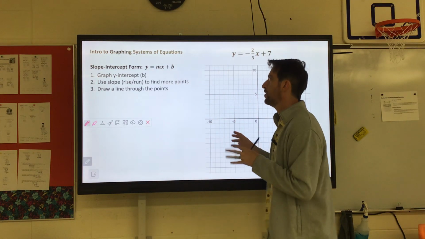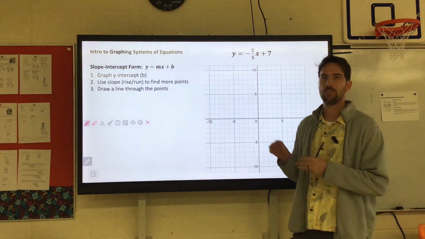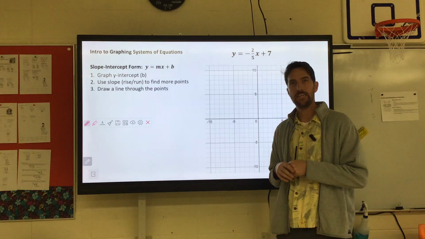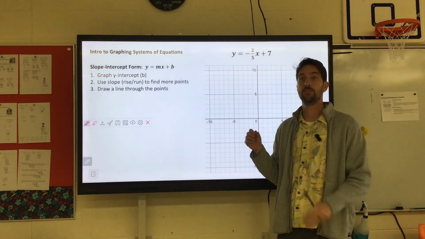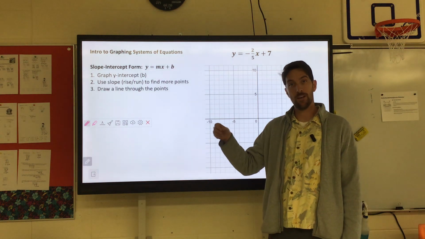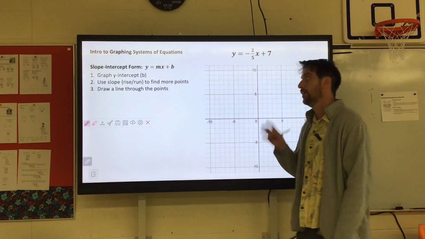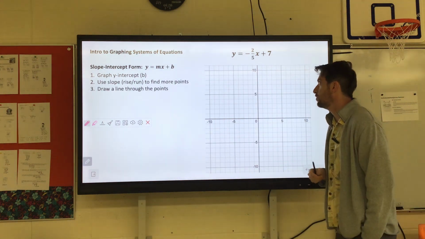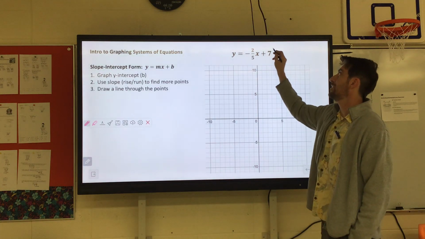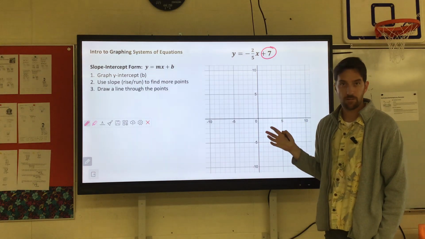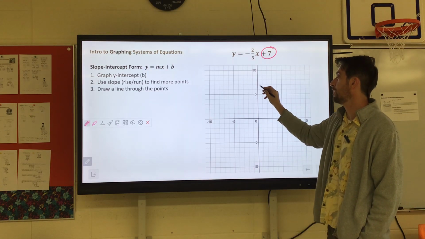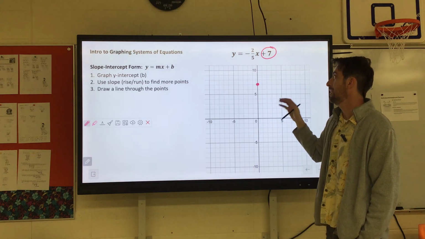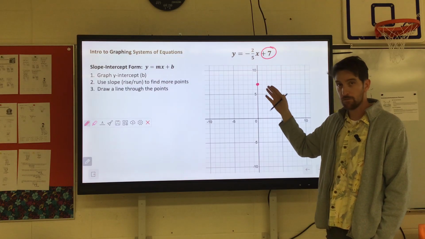Slope-intercept is probably the one you're most familiar with, y equals mx plus b. You start with your y-intercept, the b, and then you use your slope, your m, to move to your next point. If we look at y equals negative 2/5 x plus 7, the 7 is the y-intercept. It's the number without the x. The y-axis is up and down, so it's crossing at a positive 7, that would be there. Then you use your slope to move to the next point.